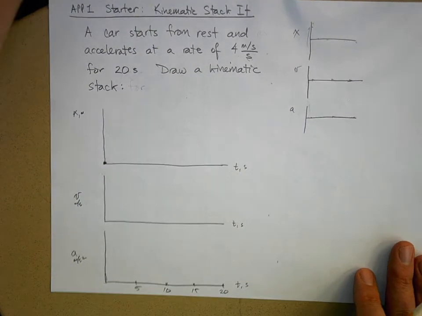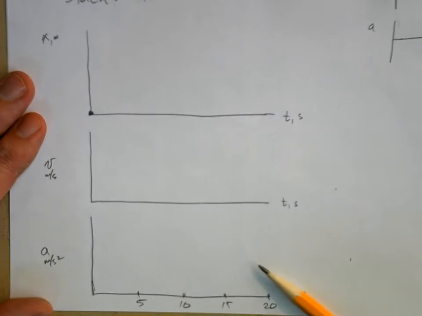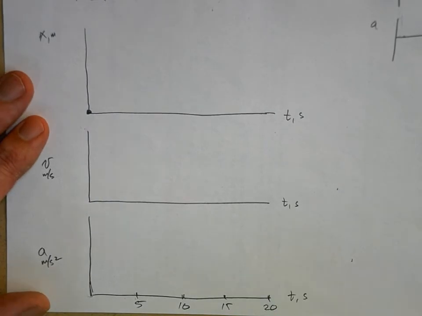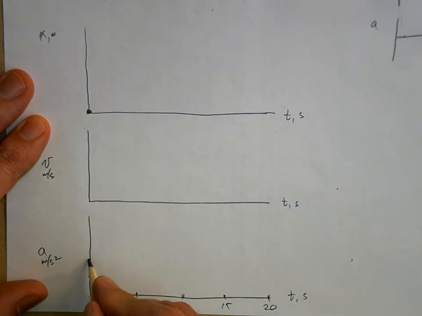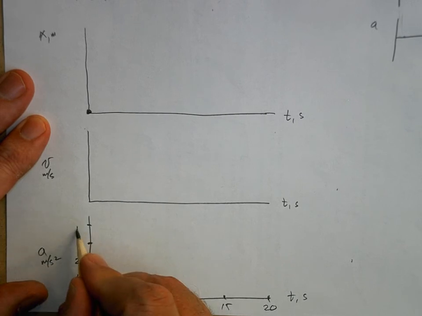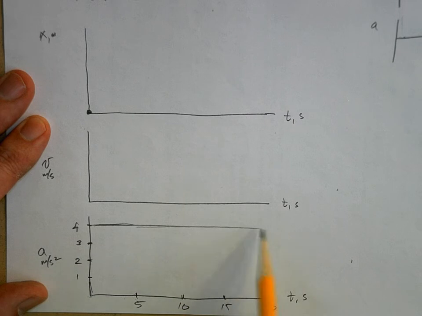Let me zoom in so you can see it a little better in the back. Oh, this camera's getting slower at focusing. Kind of like me. All right, so it's 4 meters per second, so we're going to go 1, 2, 3, 4. And it's just 4 meters per second the whole time.